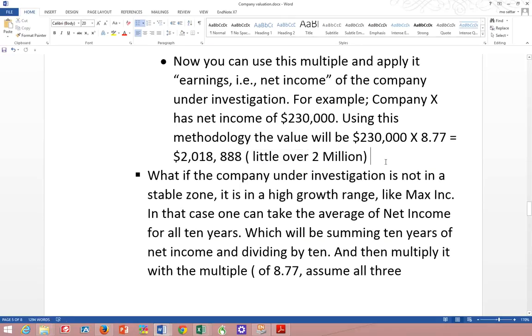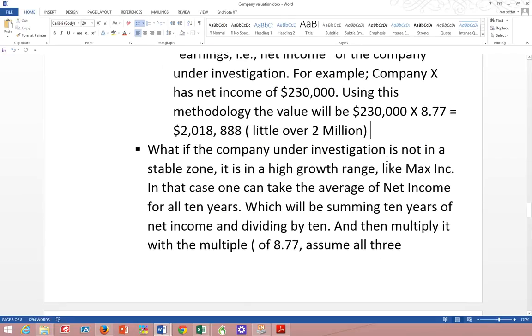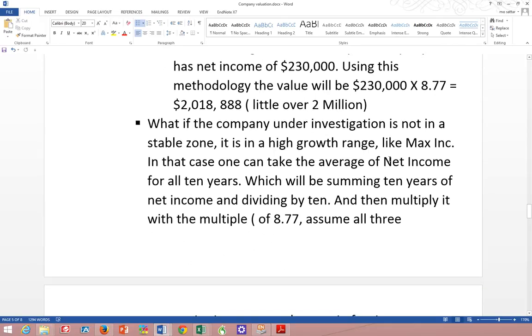Now, what if the company under investigation is not in a stable zone? It is like in a high growth rate like Max Inc. So what do we do in that case? Suppose you're looking at it and obviously which net income do I use? Do I use year 2014, 15, 16, 17? In that case, what we would basically do is look at the net income over a longer period, like all 10 years, and take an average. Basically, you add up all the net income for 10 years and divide it by 10.